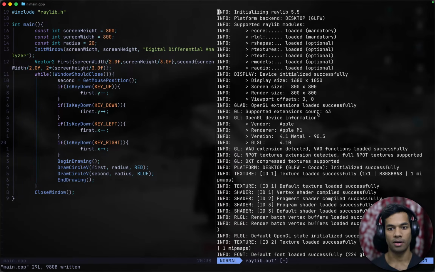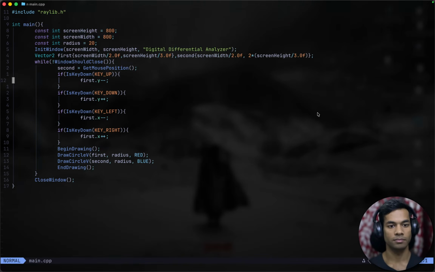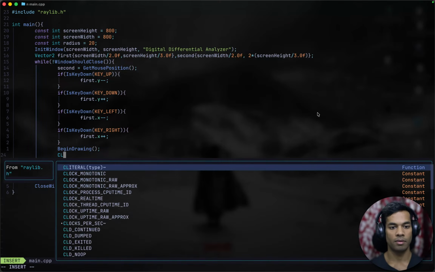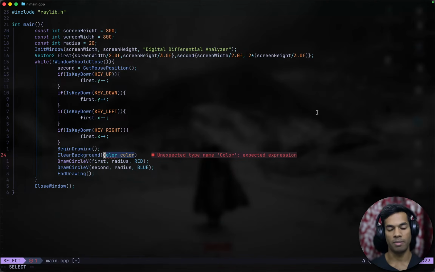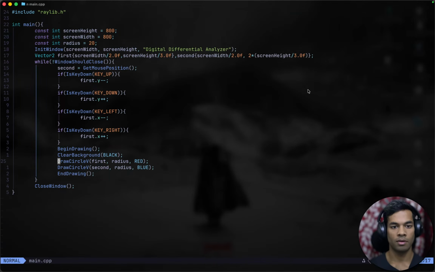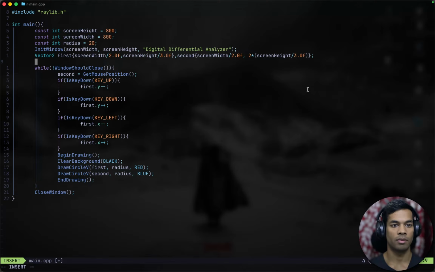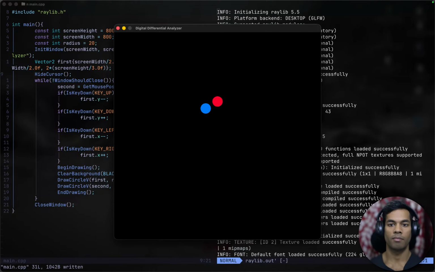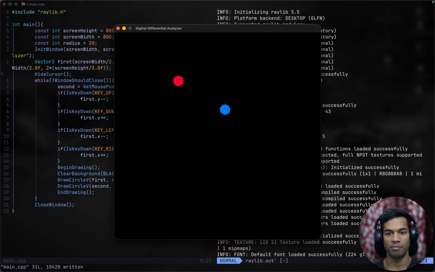Okay. There is this. Begin drawing. Clear background. Make the background black. And yes, using the arrow keys, I can move the red ball, and using my mouse, I can move this. And let's also hide the mouse. Hide cursor. Yeah, that is pretty cool.